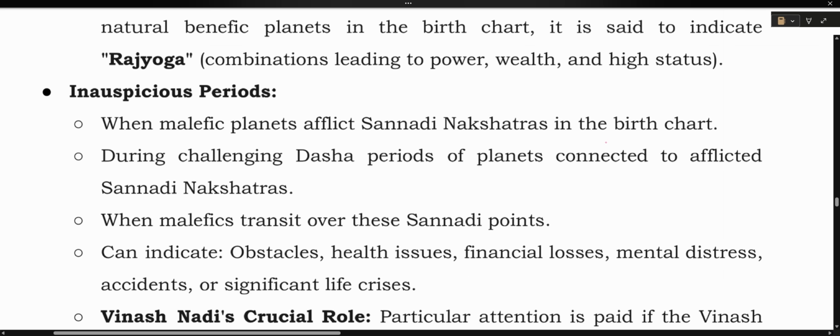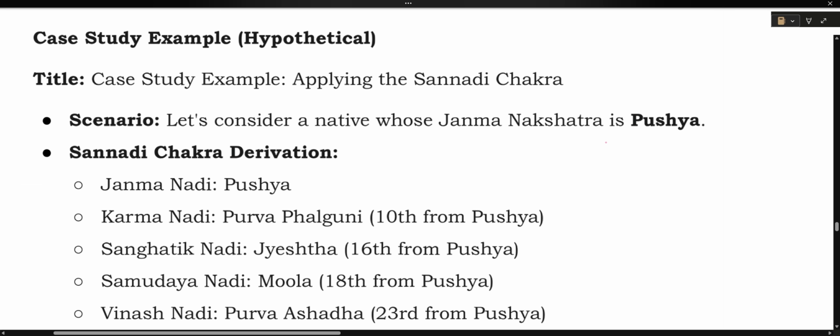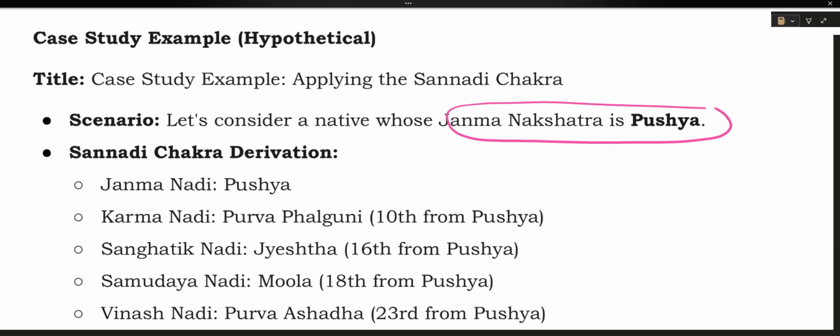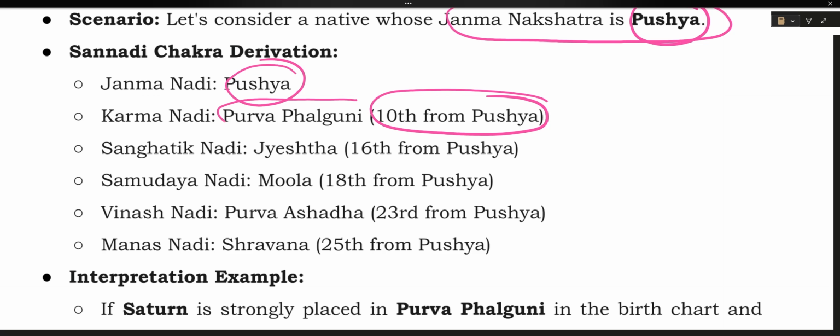Let me leave out this part. Let me take some example. I'm taking a hypothetical example. Suppose this is a case study. Suppose a person is born in the Janma Nakshatra of Pushya Nakshatra. This is among the 27 nakshatras that are used in Vedic astrology prediction. Suppose you are born in the Pushya Nakshatra, then your Janma Nari will be Pushya. Your 10th Nari, that is the Karma Nari, from the Pushya, if you count out the 10th Nakshatra, will be Purva Falguni.